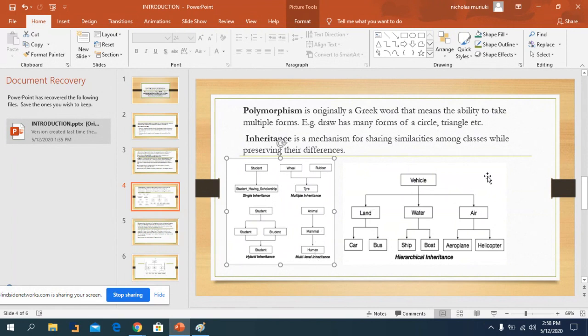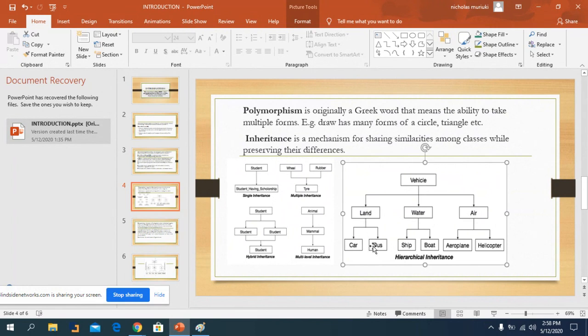The next one that we have is hierarchical inheritance. Hierarchical inheritance is where there is one main class that has multiple presentations or polymorphized forms or objects. For example, a vehicle: we can have a land vehicle, a water vehicle, or an air vehicle. Which are those land vehicles? We have a car, and we have a bus.